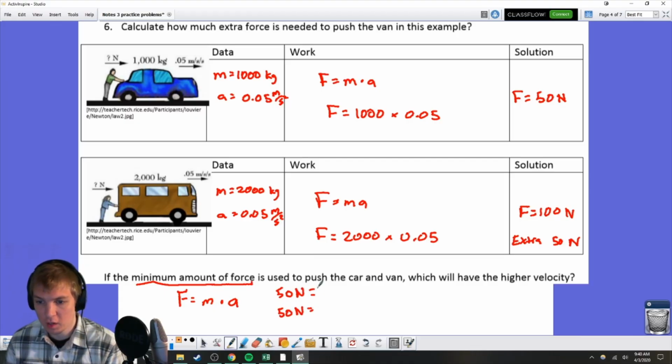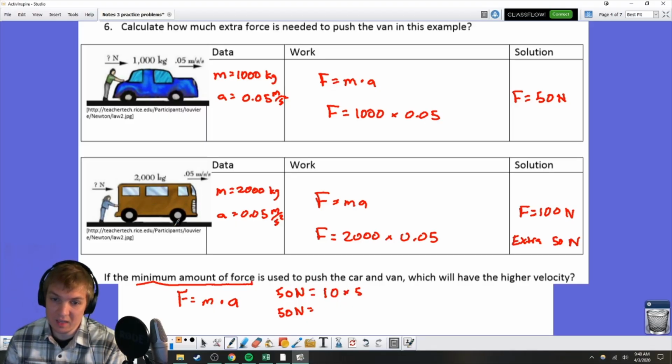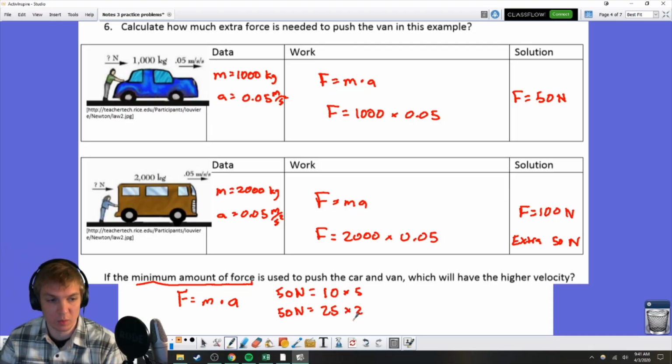And for the first car, let's say that it weighed 10 kilograms. Just for fun, we'll say it's 10 kilograms, which is about 22 pounds. All right. That means it would accelerate at 5 meters per second squared, right? But let's say that the van, rather, weighs 25 kilograms. It weighs over double. Well, that means it's accelerating at 2 meters per second squared.